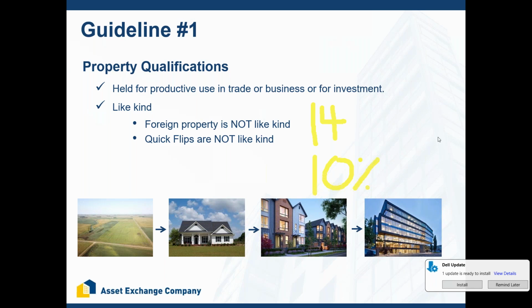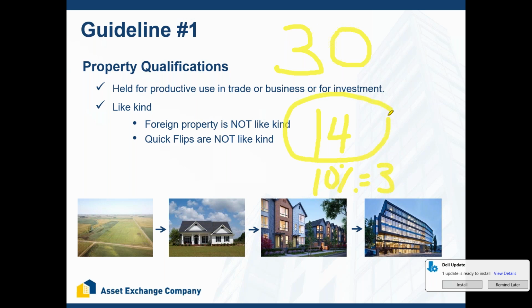So, let me give you an example, ladies and gentlemen. You rent out your Napa property for 30 days. You can either use it for 14 days or 10% of the amount of time that was rented, whichever is larger. Okay? So in this case, you can use it for 14 days. If you use it more than that, the government's going to consider it a second home and it is not an exchangeable property. Does that make sense?